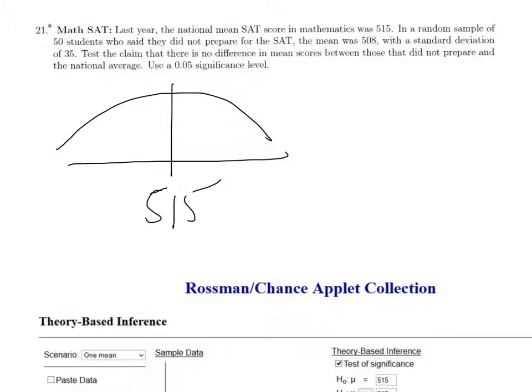They went out and did a new sample this year. They found out that the average of those students was 508. So what we're going to try to decide is, is that far enough away from the old average of 515 to say it looks like these students that don't prepare for the SAT are going to get on average a lower score? Alright, so we've got to set up H0 and H1.